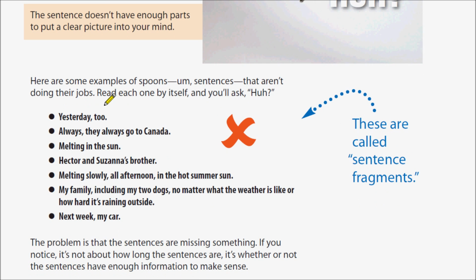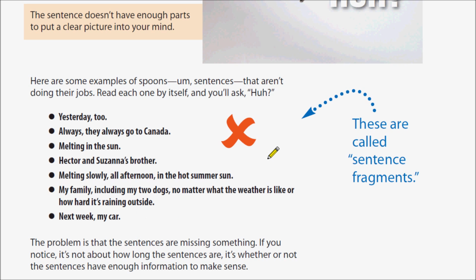These are called sentence fragments. Here's some. Yesterday too. What? Yesterday too what? Don't you want to know what I'm talking about? Here's another one. Melting in the sun. What? What's melting in the sun? Isn't that what you want to ask? My family, including my 2 dogs, no matter what the weather is like or how hard it's raining outside. Huh? What? Your family what? Or next week my car. Next week your car what?